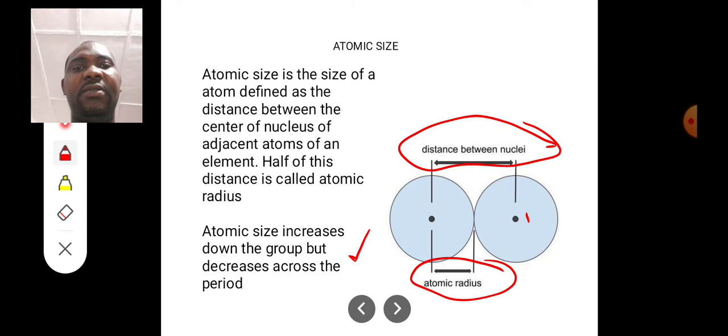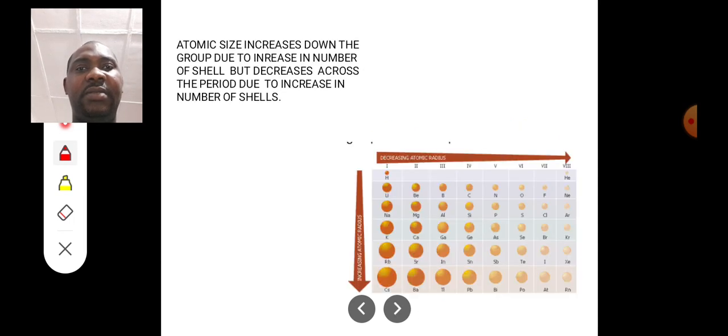Now, if you look at this statement here, it says that atomic size increases down the group but decreases across the period. So as we go down the group, atomic size is increasing in the periodic table. But as we go across the period, the atomic size is reducing. So that's the diagram we see here. We say that atomic size increases down the group due to the increase in the number of shells, because as you go down the group, the number of shells increases.